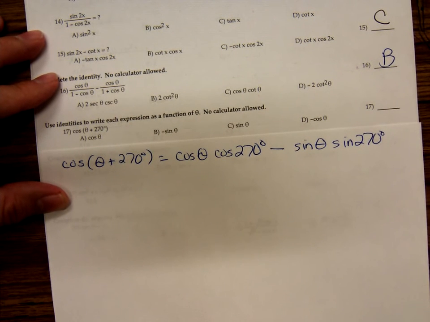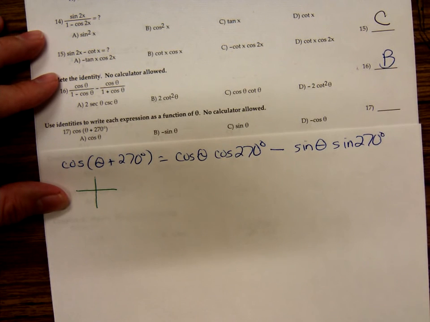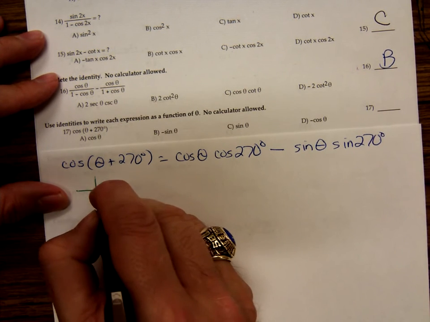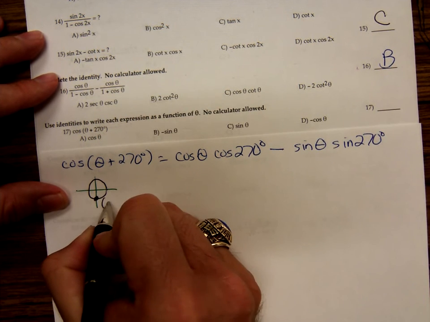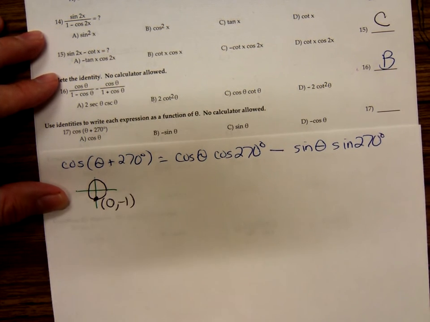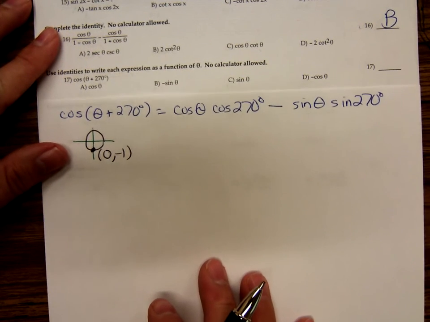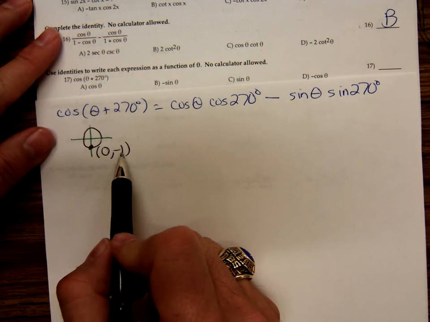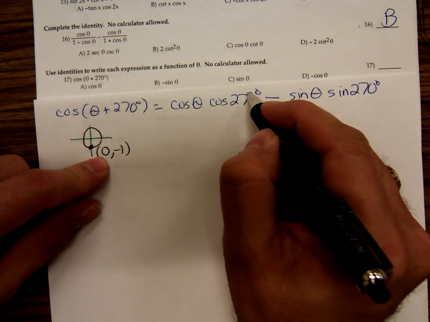Now I'm going to think of the unit circle. 270 degrees would be right here. And what's that point of intersection? It would be (0, -1). Remember, on the unit circle, the x-coordinates are cosine, the y-coordinates are sine. It's in alphabetical order. So the cosine of 270 degrees is 0.